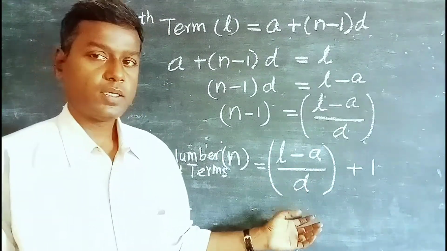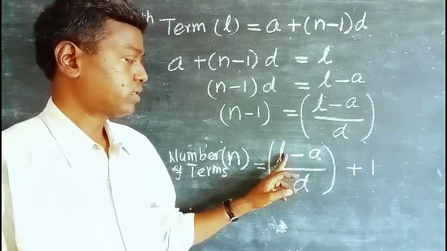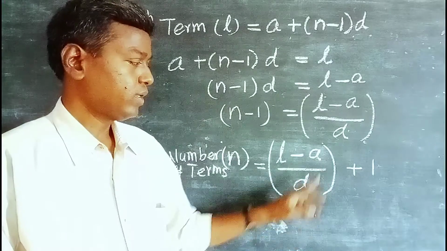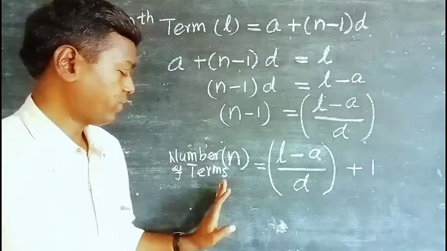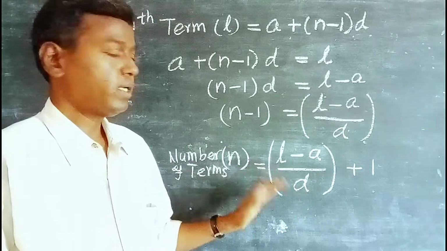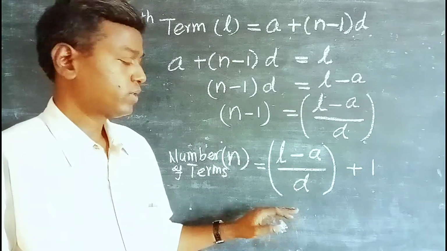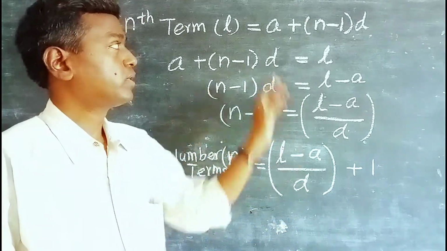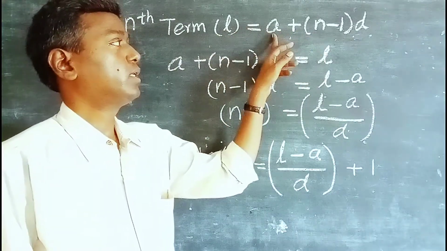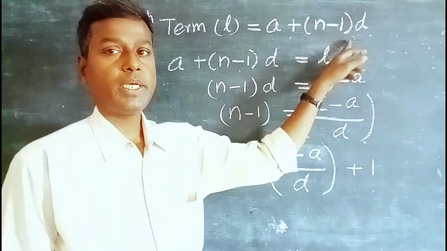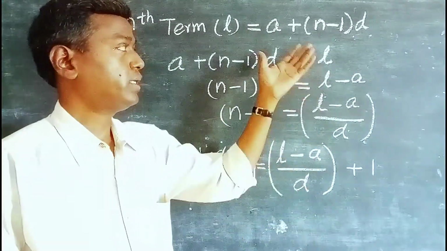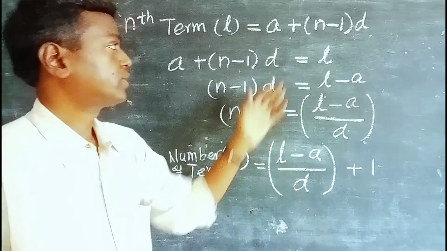Using the formula, if you know the last value, first value and common difference, with the help of these values you can find the number of terms in the given arithmetic progression. This formula is derived from the last term formula, the nth term formula, L equals A plus (n minus 1) D. You do not need to memorize the formula, you can easily derive it.